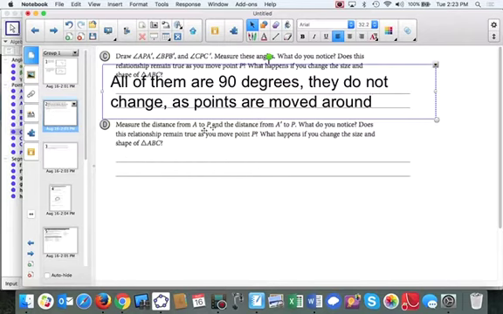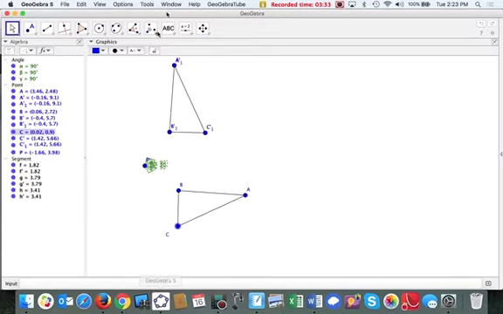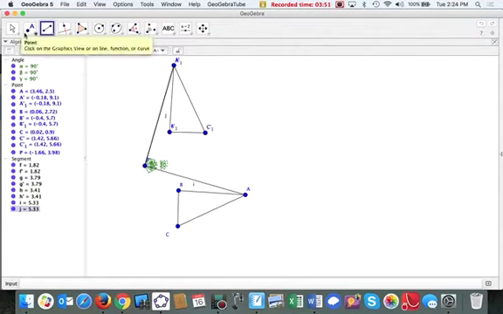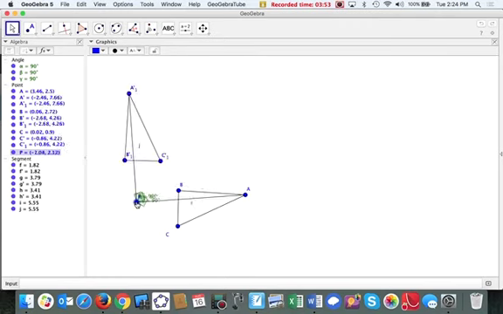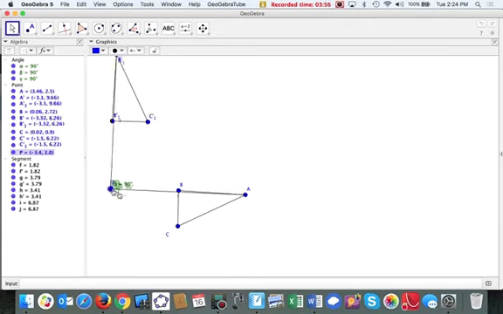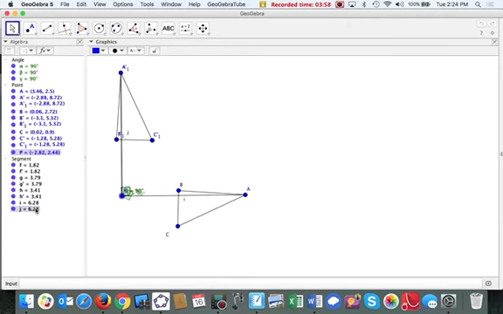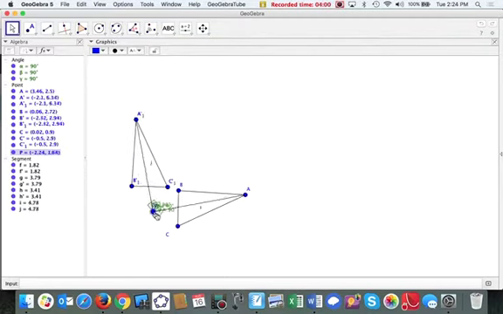Measure the distance from A to P and A prime to P. What do we notice? Okay. So I'm going to make a segment from P to A and P to A prime, and it called them I and J. Notice that they're the same length. What happens if I move point P? Well, the value changes, but they're still equal to each other.